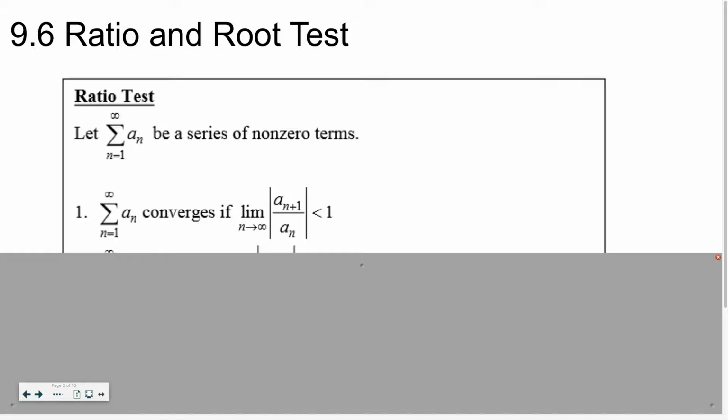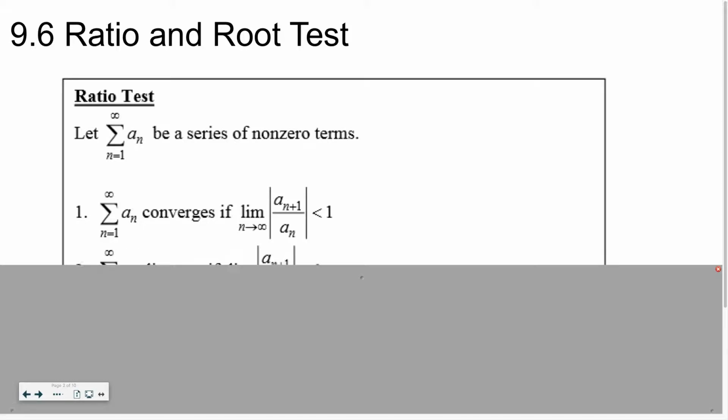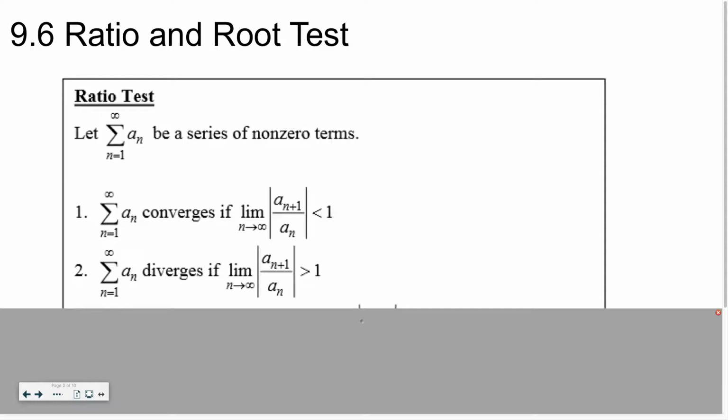What do you think number 2 is going to be? If it's not that, it diverges. Almost. If it's greater than 1, it diverges. If it's 0, we have no clue. 0 is less than 1, so if it's 0, it converges.